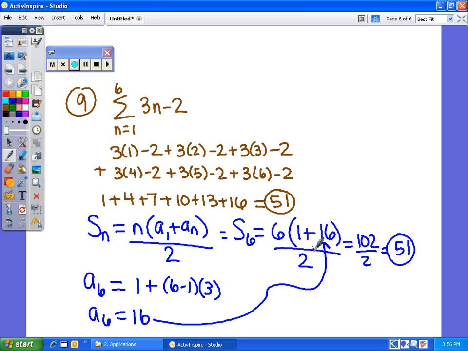If you didn't want to write out all of the numbers, you wind up getting the same answer. If you're comfortable this way, do it that way. If you're okay with this way, do it that way. But there's 2 different ways to get the same answer. Alright, now I'm just going to do number 10.